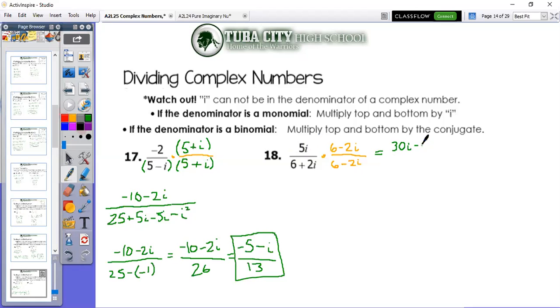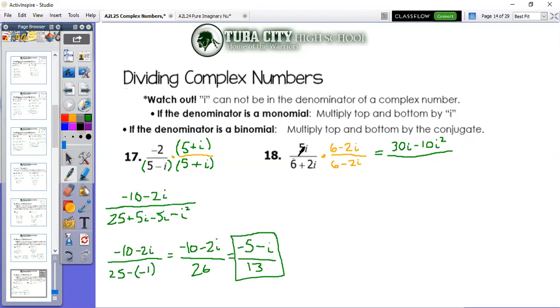Minus 10i, because we're multiplying 5 times 2, so that's going to be 10, but there's a negative in there, so that's going to make it negative. And i times i is i squared. Oh, come on, straight lines. Where are you at today? There we go. Well, close enough.